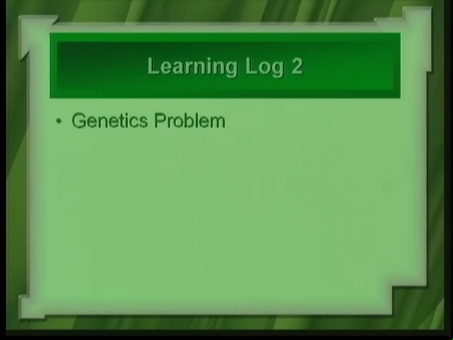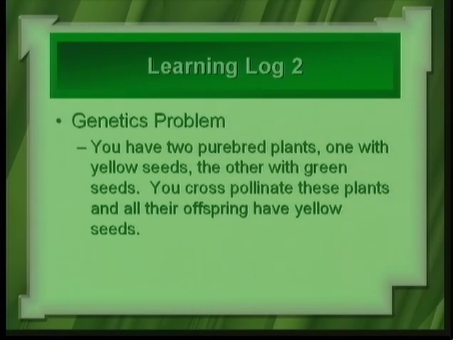Now, first of all, you start off with 2 purebred plants. Remember, what that means is that both parents are homozygous for the traits. One is homozygous for yellow seeds. The other one is homozygous for green seeds. You cross-pollinate these plants. That means you take pollen from one plant, put it on the stigma of the other plant, and so you actually cross 2 plants that have this one trait different between them. This is a monohybrid cross. Only one trait differs between the 2.